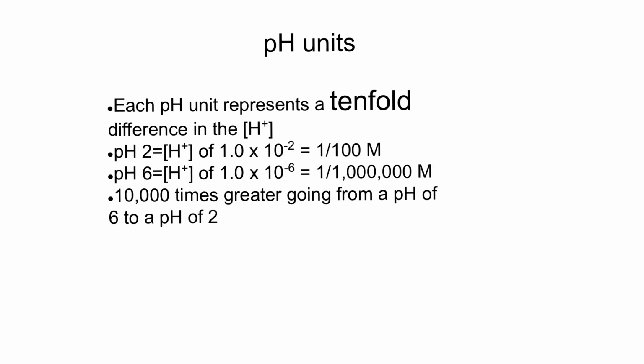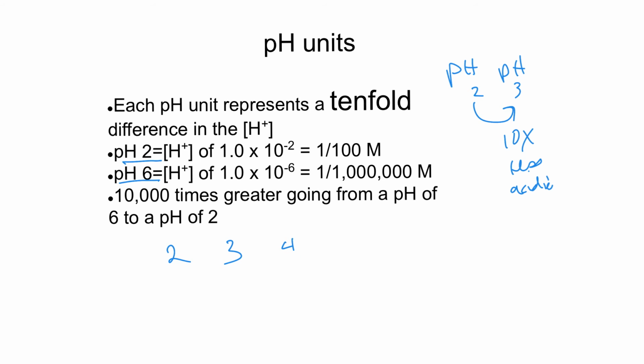So each pH unit represents a tenfold difference in the hydrogen ion concentration, okay? So if you are going from a pH of 3 to a pH of 2, that's going to be 10 times more acidic, right? Because the lower number is more acidic. So if you go from a pH of 6 to a pH of 2, so 6, 5, 4, 3, 2, each one of these is going to be 10 times, right? So this is 10 times more acidic, 10 times more acidic, 10 times more acidic, 10 times more acidic. So 10 times 10 times 10 times 10 is 10,000 times more acidic if you're going from a pH of 6 to a pH of 2.